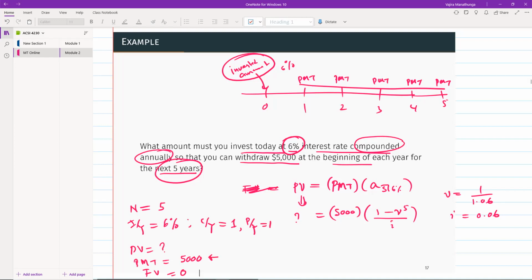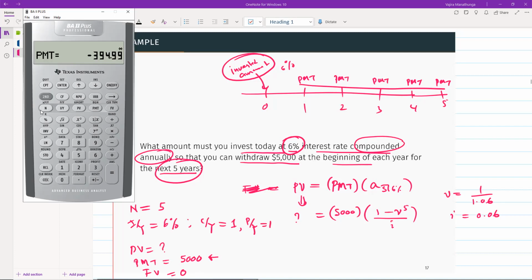Okay, let's use our calculator and see whether we can do this. So I'm going to clear this. Second, clear work. So it's going to clear everything. Let me enter this number. So 5 for n, and then 6 for I/Y, and then click second I/Y. Payments per year is 1.